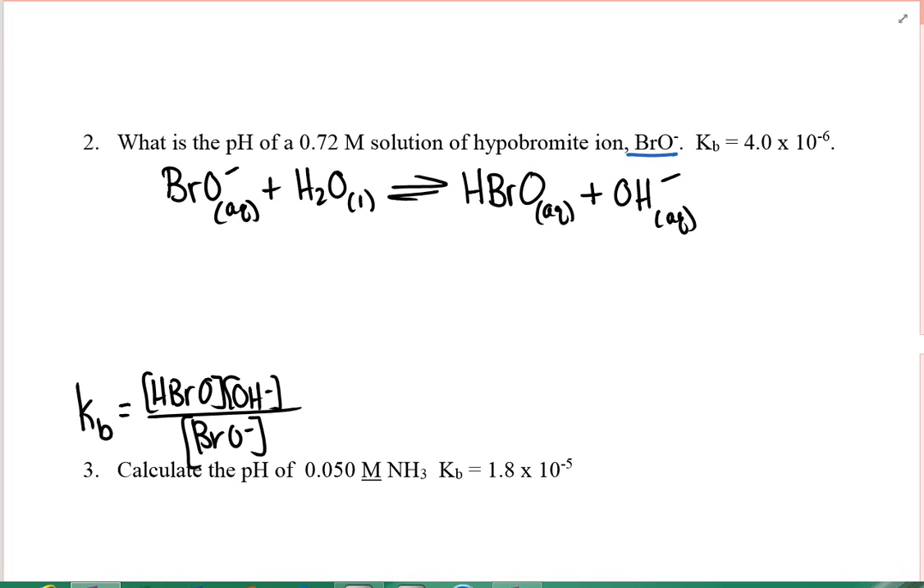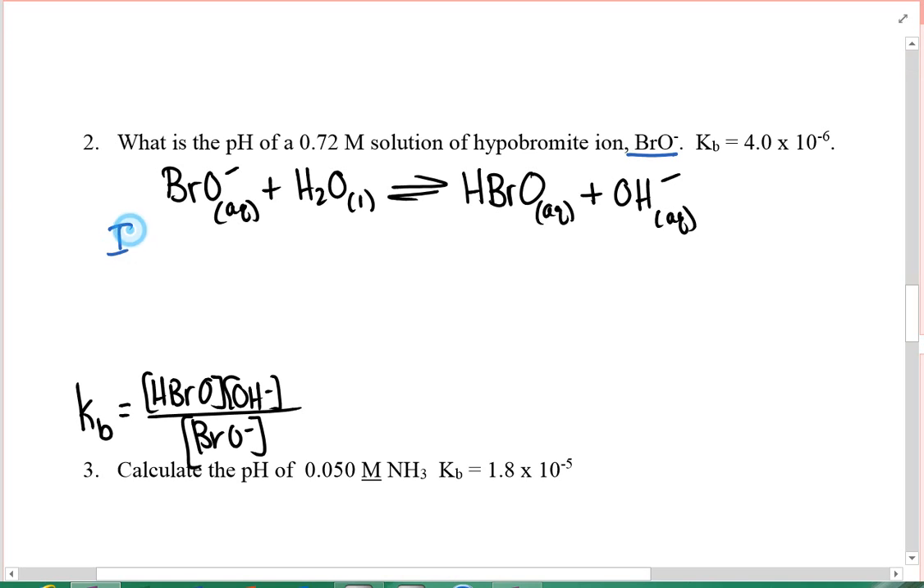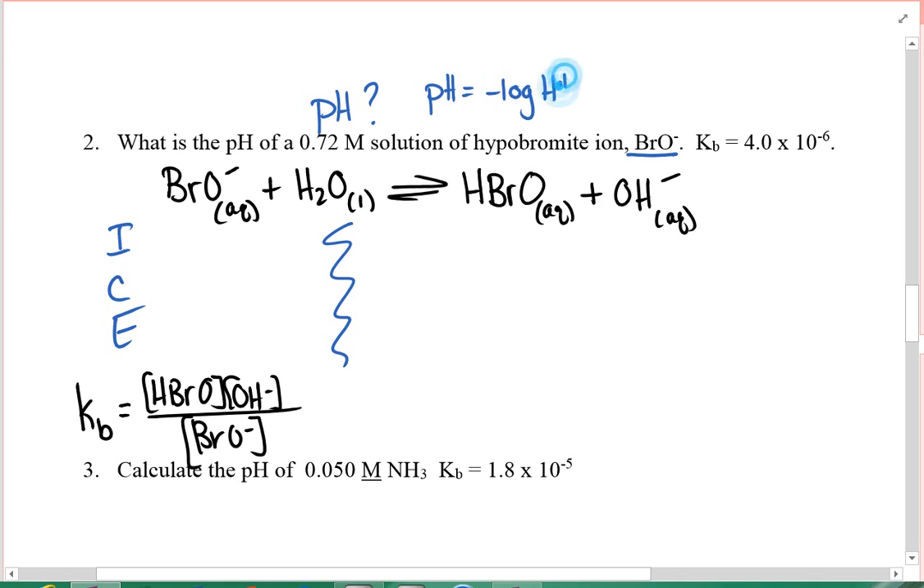And since we're doing a calculation, let's set up an ICE chart. Okay, so in my ICE chart, I'm going to ignore the liquid water. I'm only going to focus on the things that are aqueous, or if I had some gases, I would include those too. And remember, our goal here is we're trying to find the pH of the solution. And the pH is the negative log of the hydrogen ion concentration. And it looks like, oh wait, I don't have any hydrogen ions here.